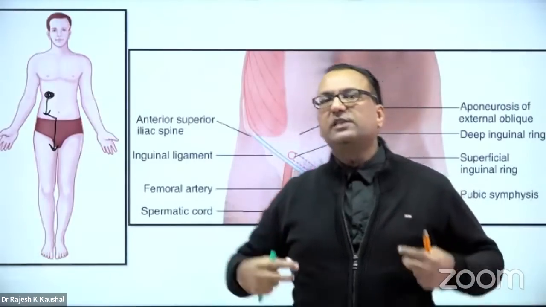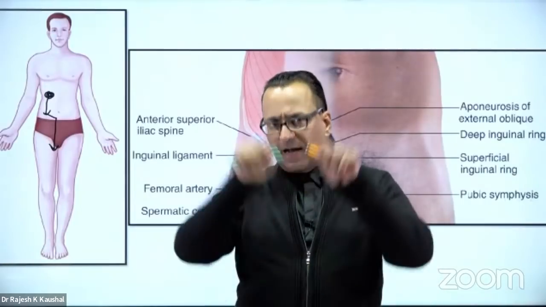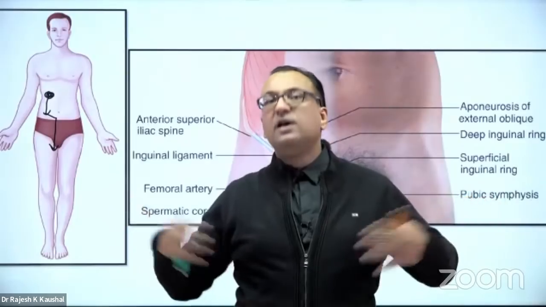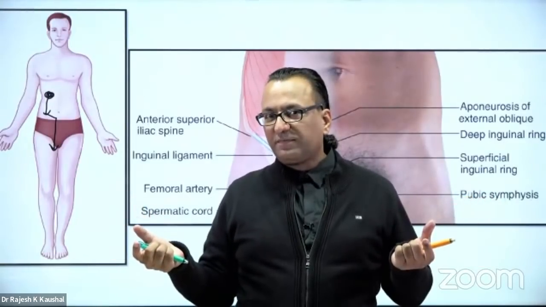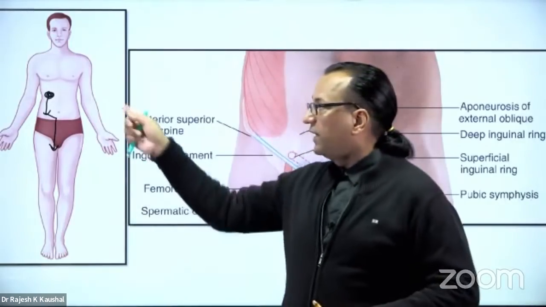In that process, when the testis is coming out of the anterior abdominal wall into the scrotum, it will develop some layers of the muscles which we just mentioned: external oblique, internal oblique, transversus abdominis. But there should be some opening also. The deep inguinal ring and superficial inguinal ring. So let us talk about them.